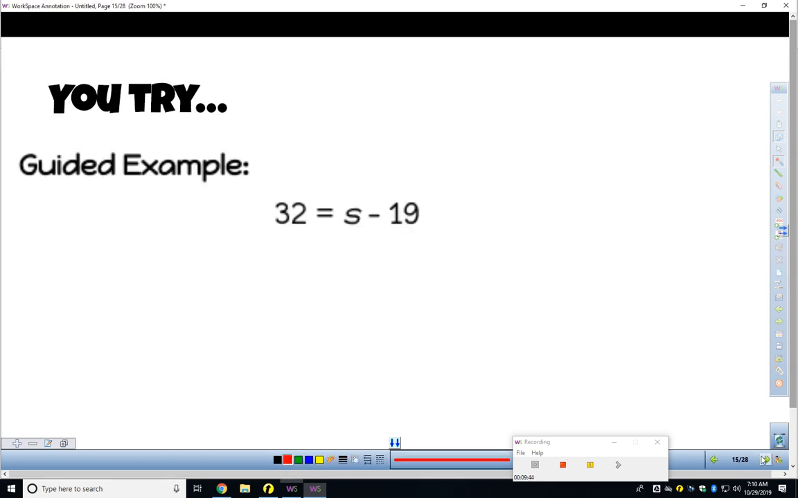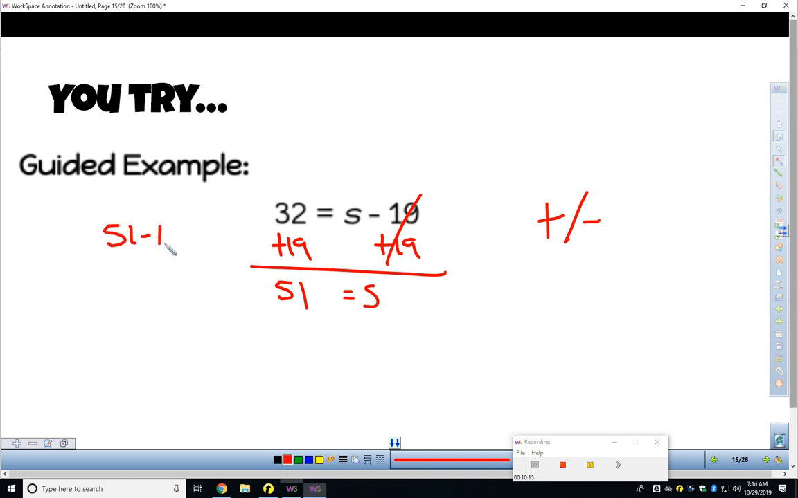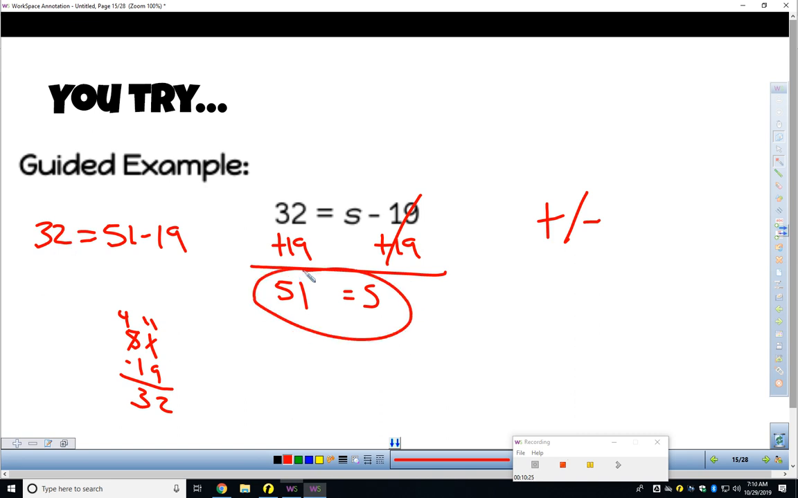Okay. Again, pause and try it by yourself, or watch along with me. To get rid of a minus 19, I add 19. Minus 19 plus 19 cancels. I'm left with S. 32 plus 19 is 51. This is suspiciously similar to the last problem, right? What is 51 minus 19? That is 32. That's a true statement.